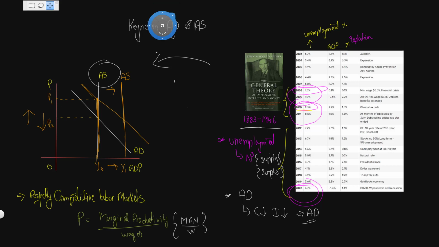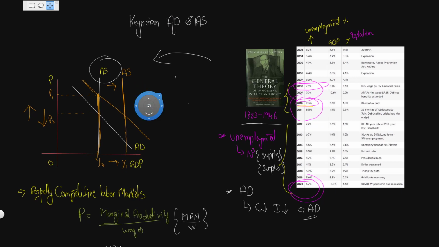Let's try to understand the same logic, because we have to keep in mind that the Keynesian system is a modification of the classical system. In no way does Keynes completely disregard or completely disagree with the classical model. It's just a modification of the classical model in the short run.